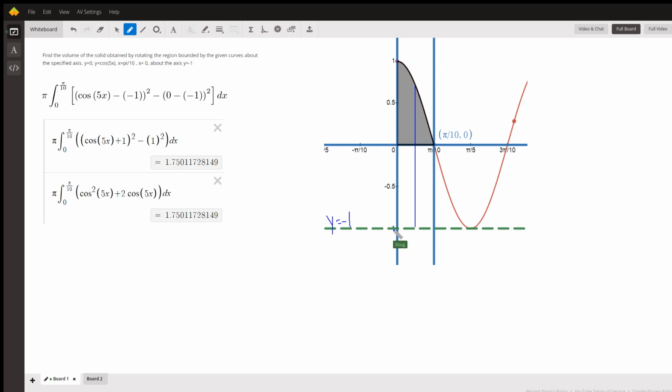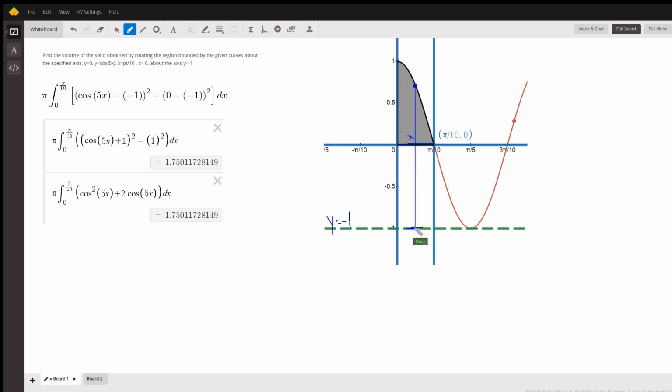And it looks like we're going to, like I said, use the washer method. So a typical radius is perpendicular to the axis of revolution. And we're going to use outer radius squared minus inner radius squared. So the outer radius is actually the length of this blue line here, which is the y coordinate at the top, which is the cosine of 5x, whatever x is between 0 and pi over 10. For every x, the y coordinate is the cosine of 5x.